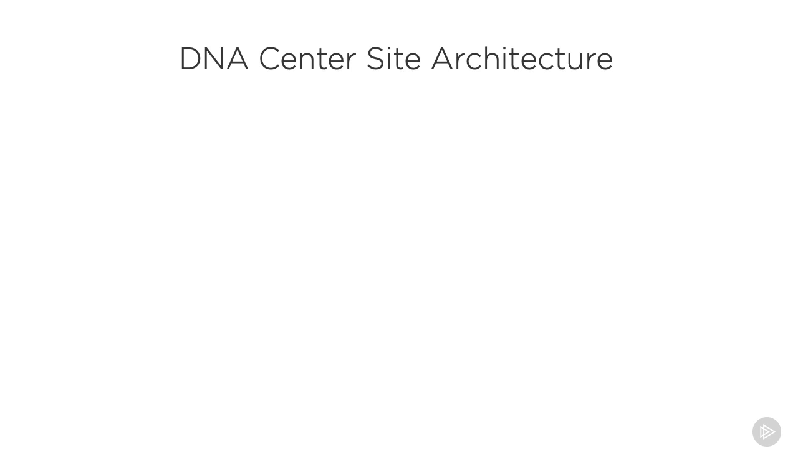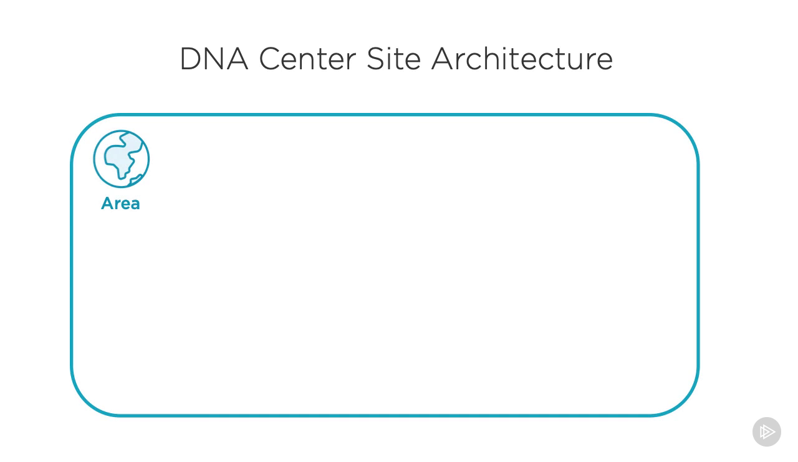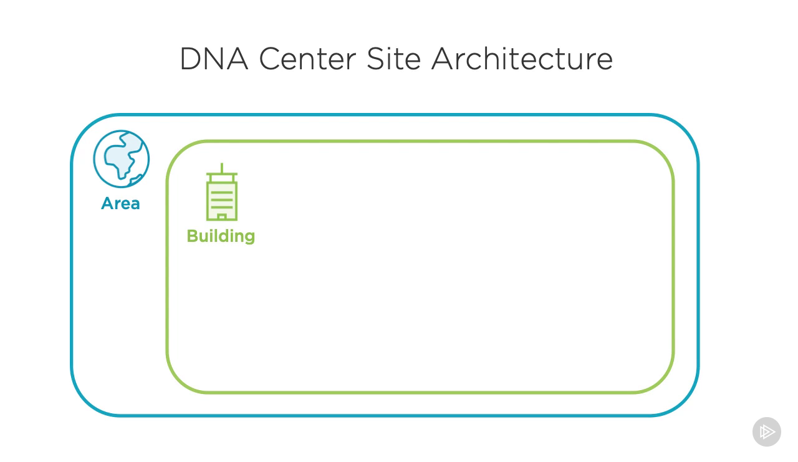Before we dive into the demos, I want to quickly explain the DNA Center site architecture. The DNA Center inventory is arranged into a three-tier system. At the top, you can build areas which represent arbitrary geographic regions. In the United States, these might be individual states or national regions like New England or the Midwest. Elsewhere, it could represent individual countries or whole continents. It could also be as small as a city or a campus within a city. It's your choice. In each area, you can add buildings.